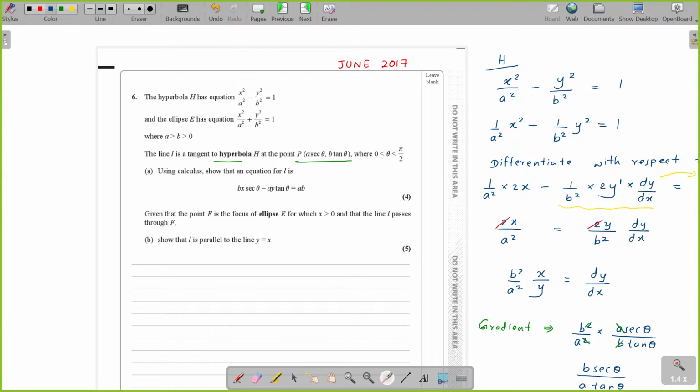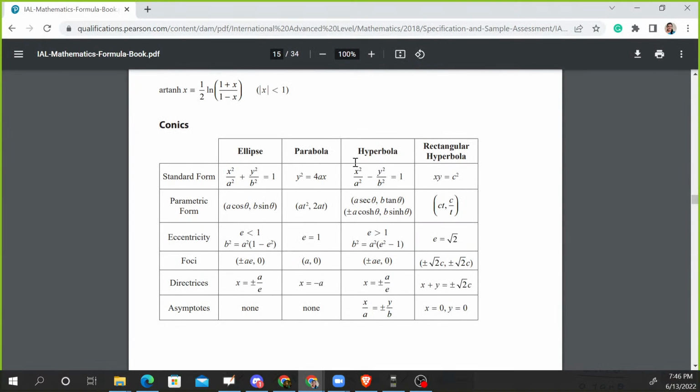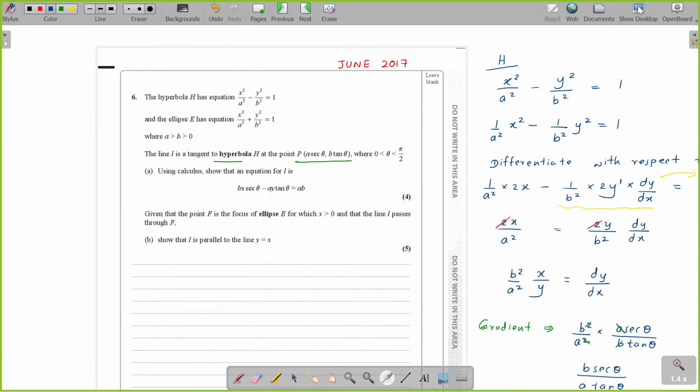I want you all to remind me once again, what is the focus of an ellipse? The focus of an ellipse, you can find this in your formula book as well. In an ellipse of the form x square over a square plus y square over b square equals 1, the foci are located at plus minus ae comma 0, isn't it? So then let's use them.